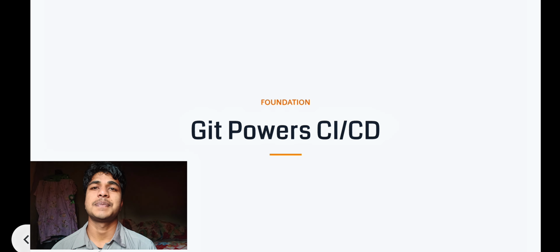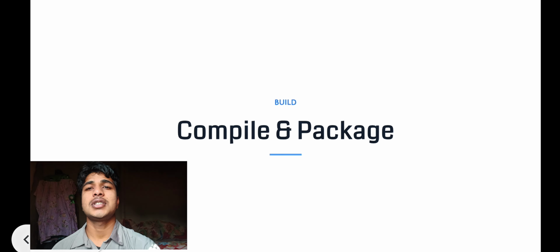Git powers CI/CD. Version control systems like Git are the foundation of CI/CD. Developers use Git to store and manage code changes. CI/CD tools connect with the Git repository to automatically trigger builds and tests whenever new code is pushed. Moving on to the next slide, which is build, compile, and package.